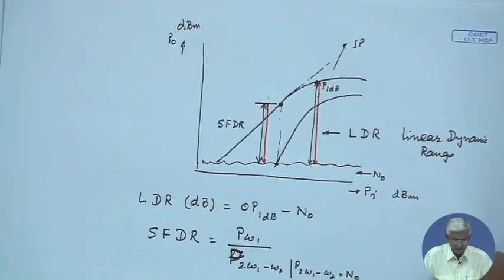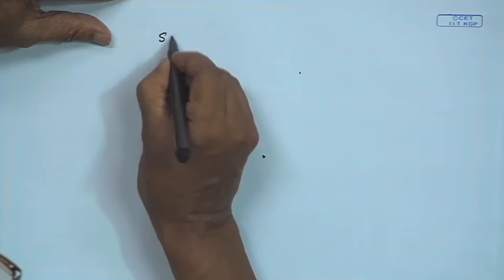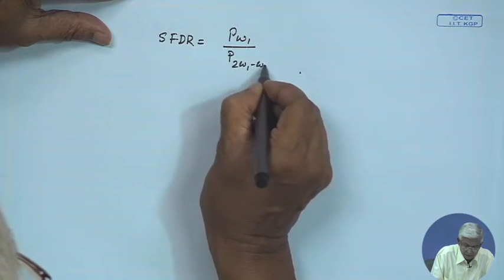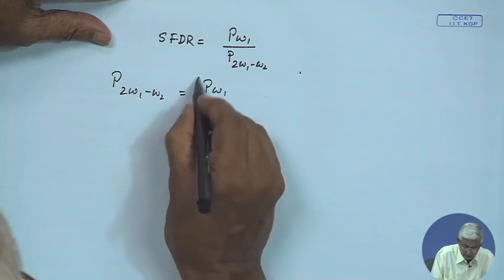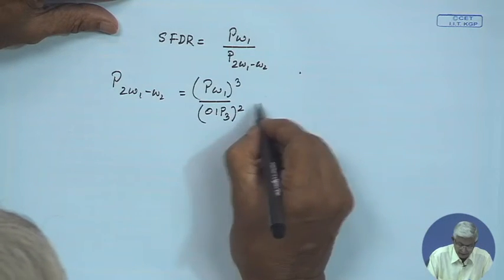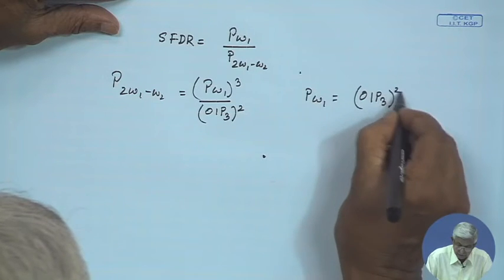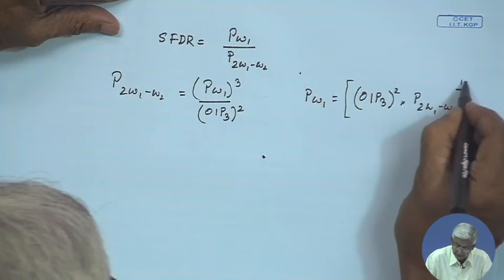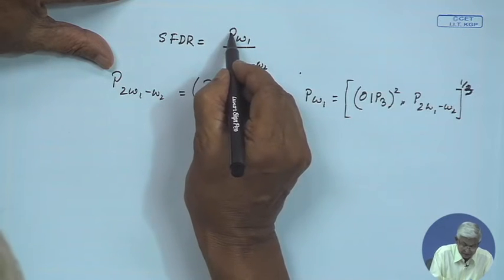Let us try to calculate how, in terms of our intercept point, because that is the specification. So, SFDR is equal to P omega 1 by P 2 omega 1 minus omega 2, and P 2 omega 1 minus omega 2, we have seen, is P omega 1 cube by OIP 3 square, output intercept point square. So therefore, I can write P omega 1 is equal to OIP 3 square into P 2 omega 1 minus omega 2 to the power 1/3, because this was cube.